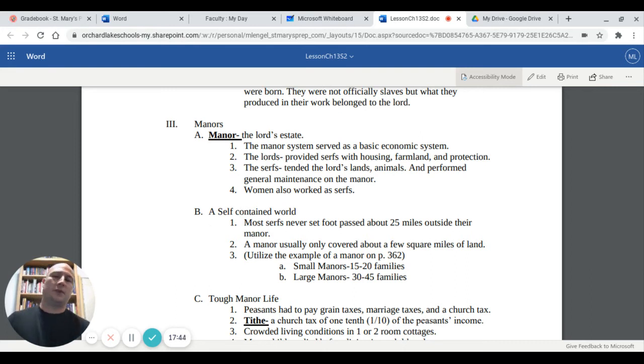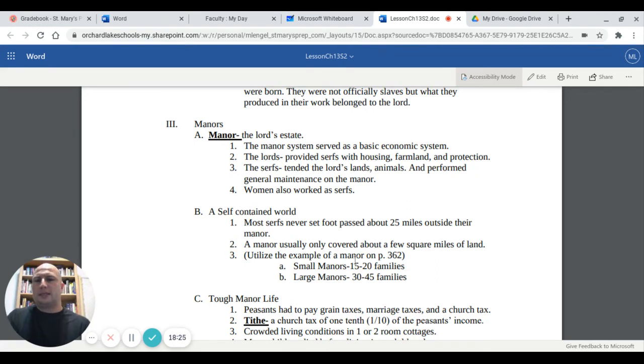Most serfs never set foot past about 25 miles outside of their original manor where they were born. A manor usually only covered a few square miles of land. I would say a typical size manor is about the size of St. Mary's campus, to be honest with you. That'd be kind of like how people lived back then. They were all on St. Mary's campus. You did everything, cultivating your fields. Imagine the football field and the other acres back behind the football field were all farmlands. You'd have a church. You'd have kind of like a little village with some housing, things of that nature. But that was really what you're looking at as far as a manor.